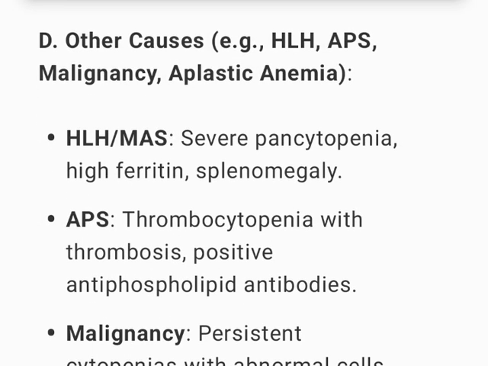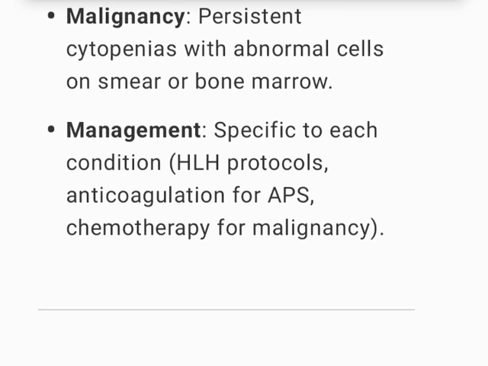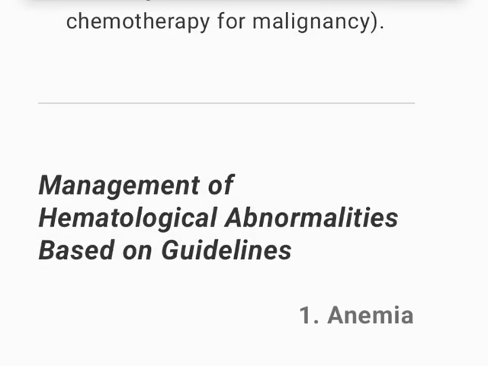D. Other causes, e.g. HLH, APS, malignancy, aplastic anemia. HLH: severe pancytopenia, high ferritin, splenomegaly. APS: thrombocytopenia with thrombosis, positive antiphospholipid antibodies. Malignancy: persistent cytopenias with abnormal cells on smear or bone marrow. Management is specific to each condition: HLH protocols, anticoagulation for APS, chemotherapy for malignancy.